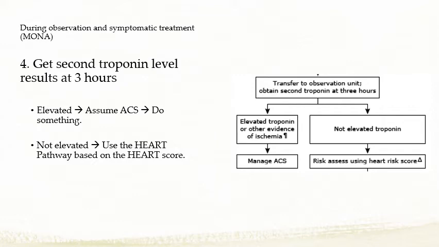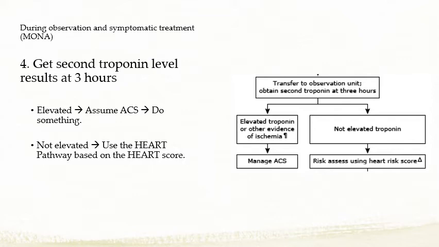If they're elevated at the second set, well, then obviously you do something about it. If they're not elevated, now we go back to that heart score and we use something called the heart pathway to really figure out what we are going to do with this patient at this point. Because this is where it's tricky, right? Just because a patient has 2 sets of non-elevated troponins doesn't mean that they're just okay. You still have to do some more assessment and testing to see what needs to be done with this patient. And that's why this is more difficult.